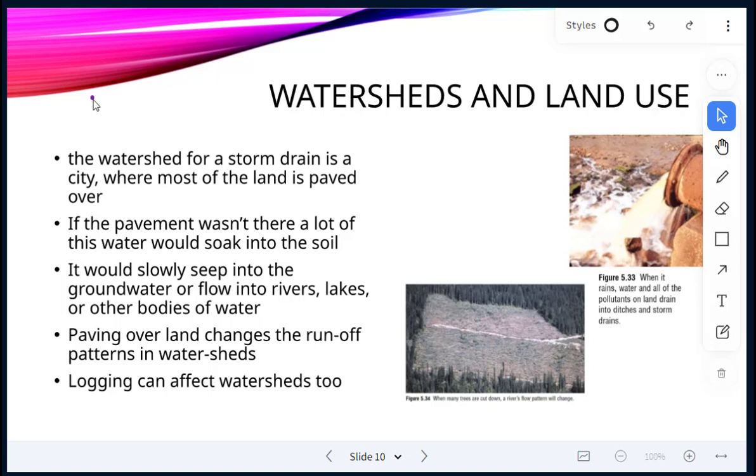So it would slowly seep into groundwater or flow into rivers, lakes, or other bodies of water. But paving over land changes the runoff patterns in watersheds. Logging will also affect watersheds. All right, so here, when many trees are cut down, the river's flow pattern will change. Here, what we're seeing is when it rains, water, as well as all the pollutants on the land, will drain into ditches as well as storm drains.